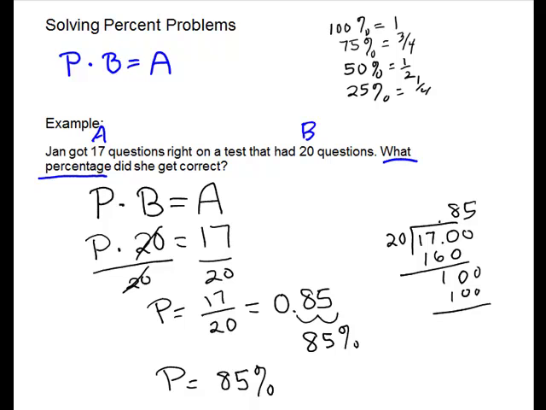So what if we ask, what percent did she get wrong? What could you do without going through this whole procedure? What percent of questions did she miss? So because there's 100% altogether, if you just took 100% and subtracted the 85, you would get the part that she missed. So she missed 15%.